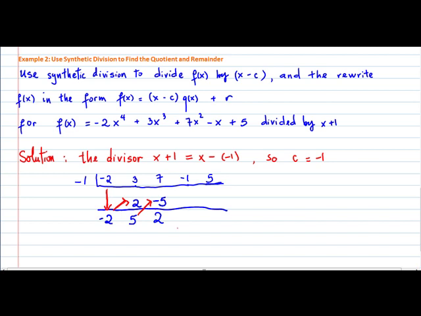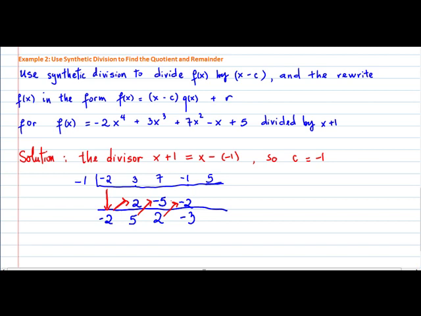Do the same thing. We repeat the process. Take minus 1 times 2, which is minus 2. Then I add, and I have minus 1 plus minus 2, which is minus 3. So I put the arrow to remind you: take minus 1 times 2, get minus 2.